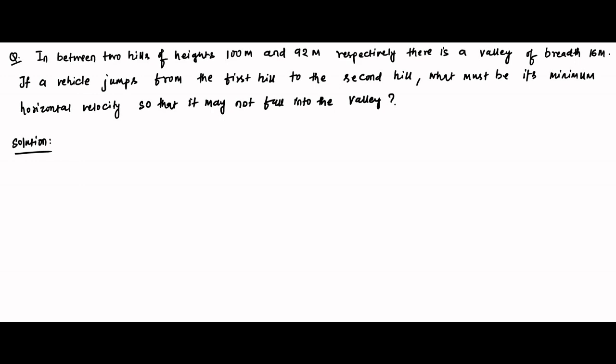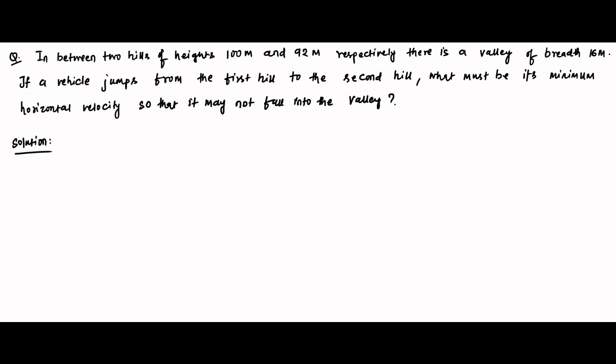So we'll continue our discussion on projectile motion. So this is another question. Here it has been given that in between two hills of heights 100 meter and 92 meter respectively, there is a valley of breadth 16 meter. If a vehicle jumps from the first hill to the second hill, what must be its minimum horizontal velocity so that it does not fall off into the valley?